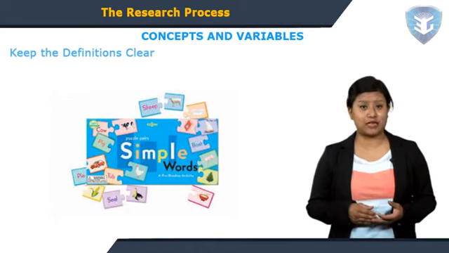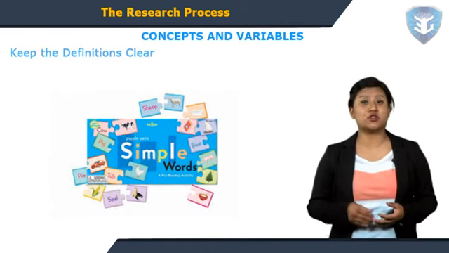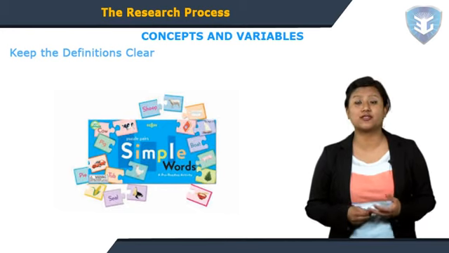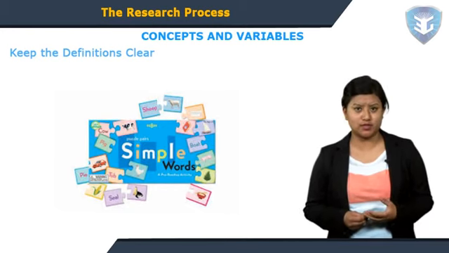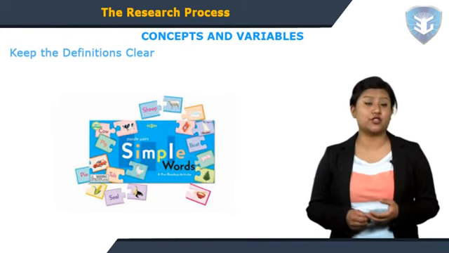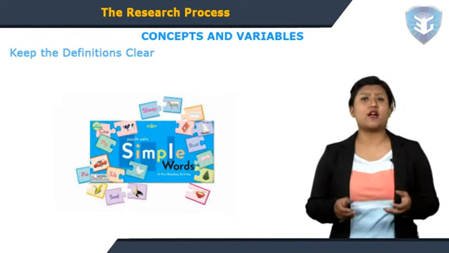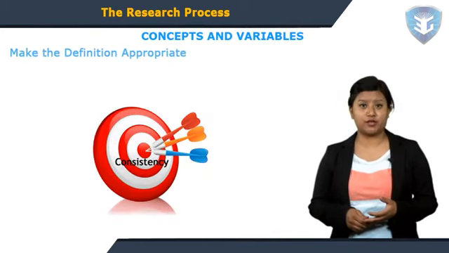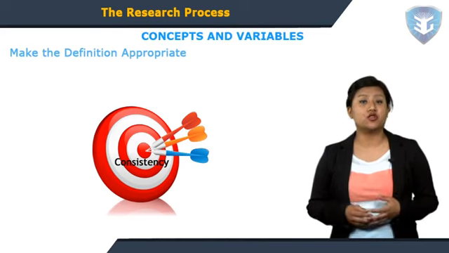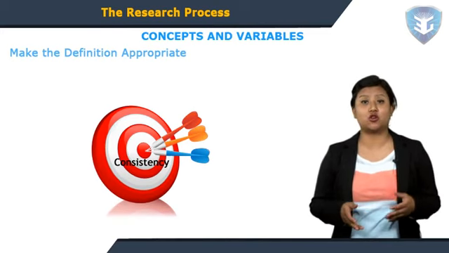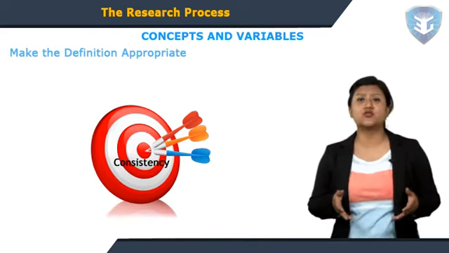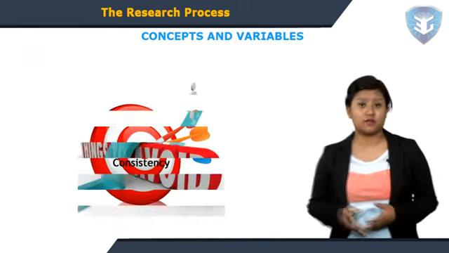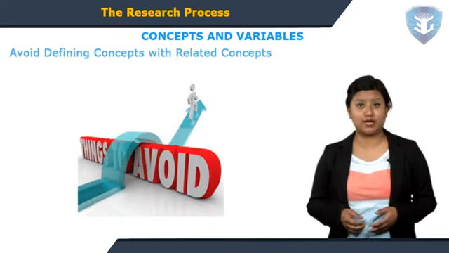Keep the definitions clear. This is not easy because we use words to define other words. Usually definitions try to use more simple words to define more complex words. This is a useful way to approach definitions of abstract concepts. There are a variety of political dictionaries that can be useful. Make the definition appropriate. By appropriate, we mean you use a definition that is consistent with the way the concept is used in the literature. What too many researchers do is stipulate a new definition for a term that others have used. Avoid defining concepts with related concepts.